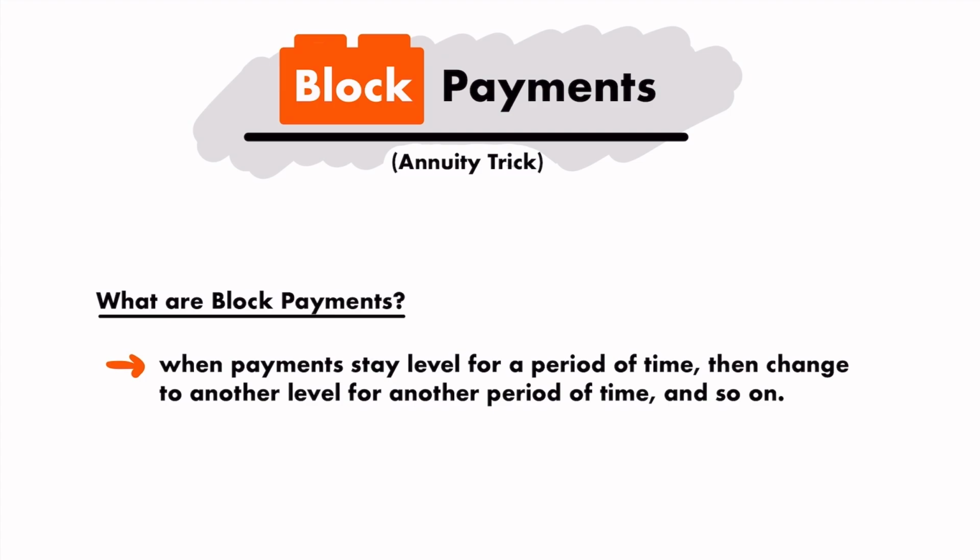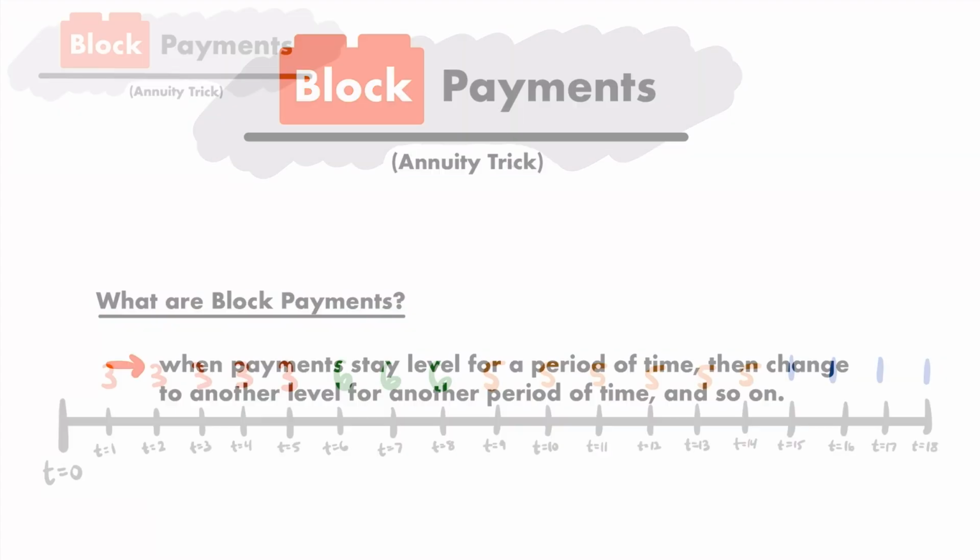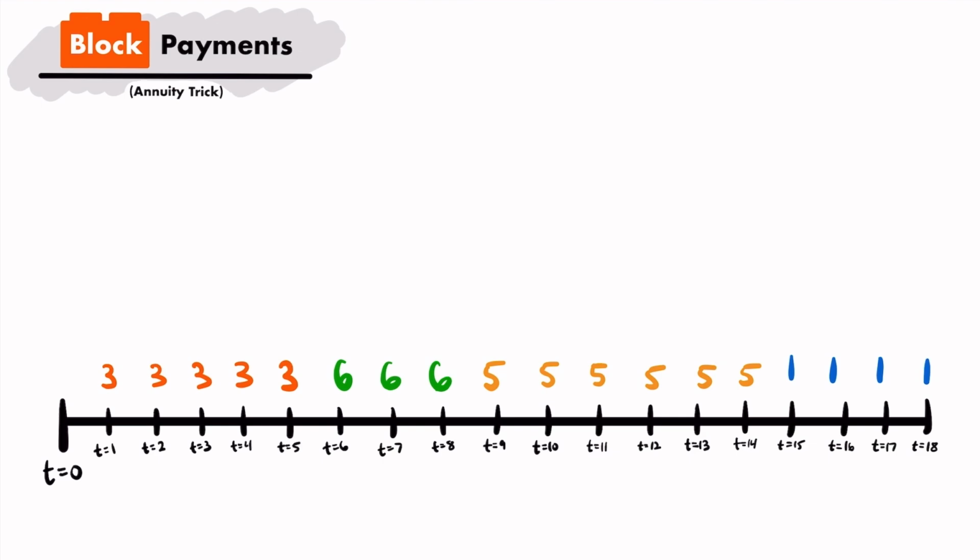All right, and to give you a better idea of what I'm talking about here, let's take a look at a visual. Here I have a timeline where we have a series of 18 payments, but not all of them are of the same amount. The first 5 are all $3 payments, the next 3 are $6 payments, then the next 6 are $5 payments, and then the last 4 are $1 payments. And so you can see that we have 4 different blocks of level payments.